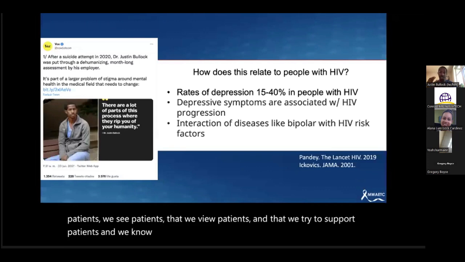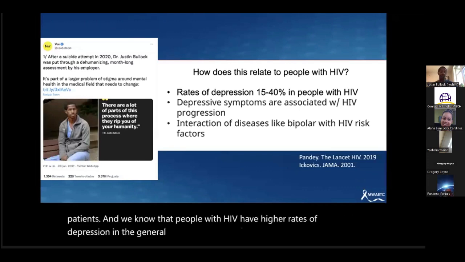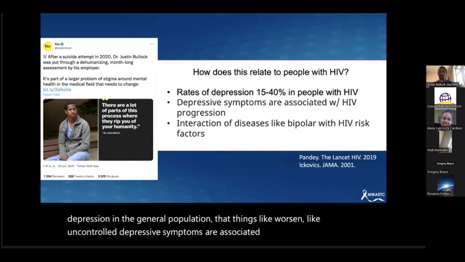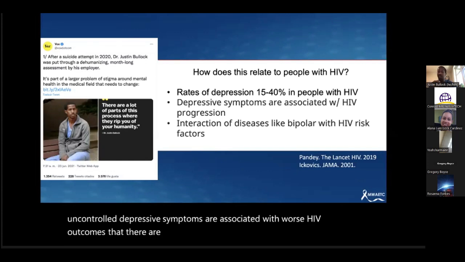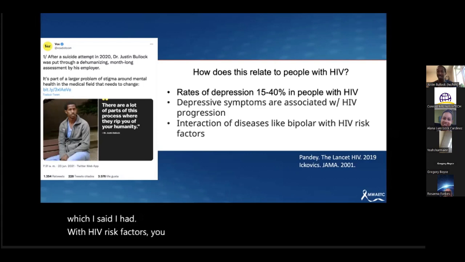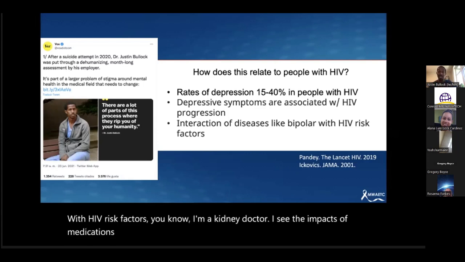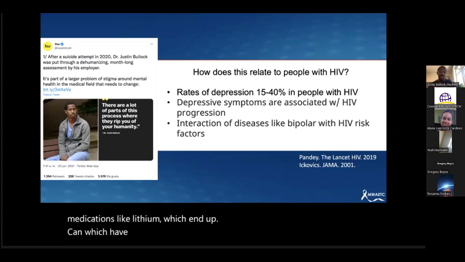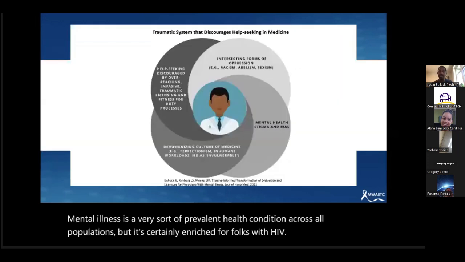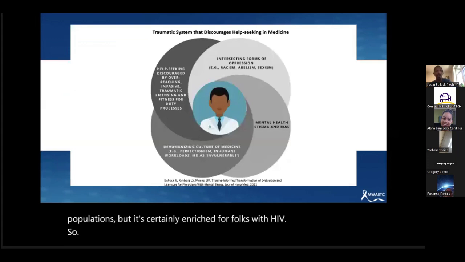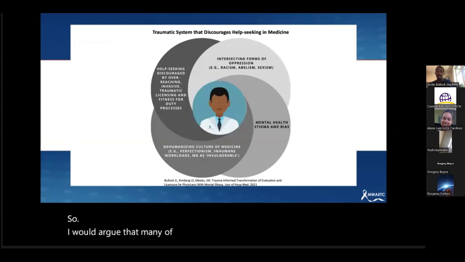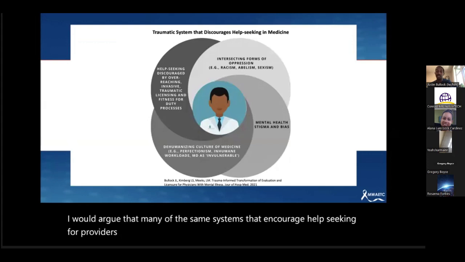We know that people with HIV have higher rates of depression than the general population, that uncontrolled depressive symptoms are associated with worse HIV outcomes, that there are interactions with diseases like bipolar disorder, which I said I had, with HIV risk factors. I'm a kidney doctor. I see the impacts of medications like lithium, which have the potential to negatively affect the kidneys. Mental illness is a very prevalent health condition across all populations, but is certainly enriched for folks with HIV. I would argue that many of the same systems that encourage help seeking for providers also can encourage help seeking for patients.